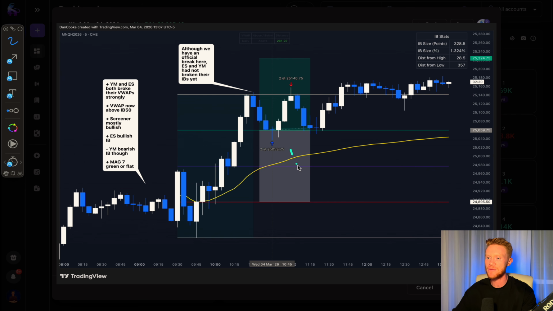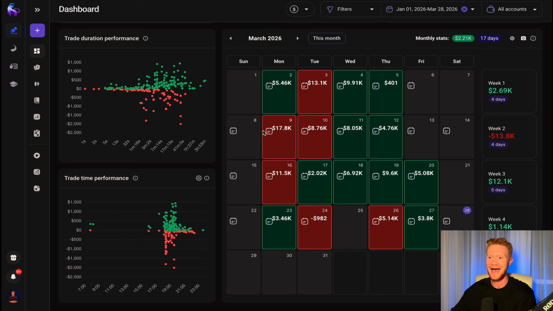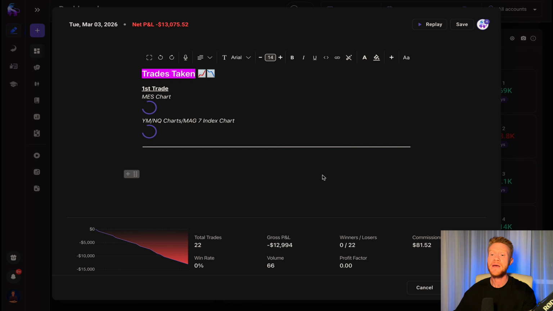But of course, price didn't break below the VWAP, so the invalidation level here held up nicely. In fact, it didn't really break below the IB25, so this was a really beautiful trade. But not all trades are going to be beautiful. And let's have a look at Tuesday, the 3rd of March. Now, this was not a beautiful trade, okay? But this was how I use VWAP as an invalidation level here.